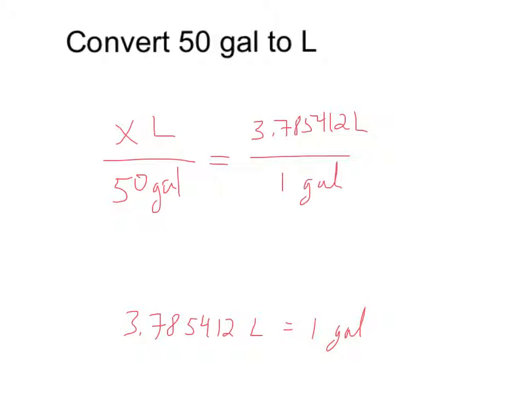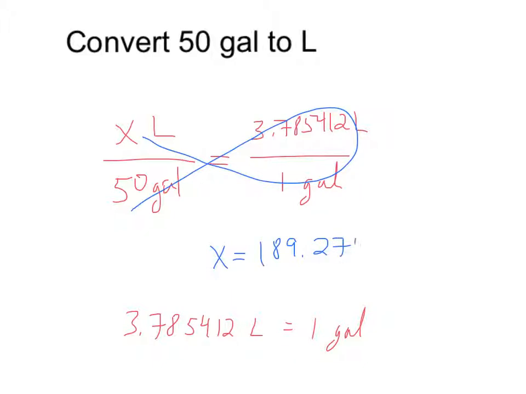Then the only thing we have to do to finish this off is we're just going to cross multiply and divide. My starting point was 50 gallons, so I just start there, and I multiply 50 times 3.785412, and then divide by 1 gallon, which you technically don't even need to do. Our final answer came out to be that X is equal to 189.2706 liters. So just under, a little bit under 200 liters.